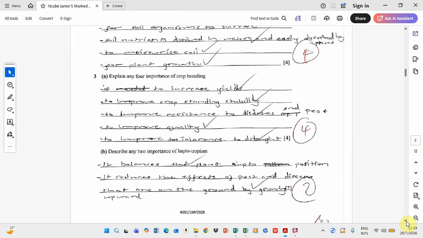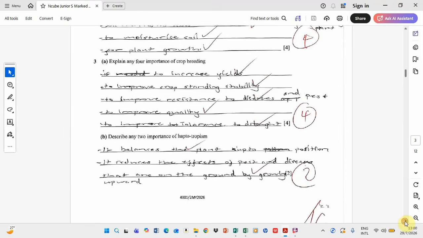Crop breeding, in simple terms, is the improvement of crops. So when you improve crops, we can have the following benefits. It increases yields, improves crop standing stability, it improves resistance to diseases and pests, it improves the quality, it improves tolerance to drought, it improves palatability of the crops, it improves nutritional value. There are so many importances of crop breeding.